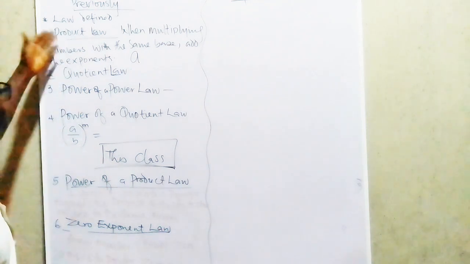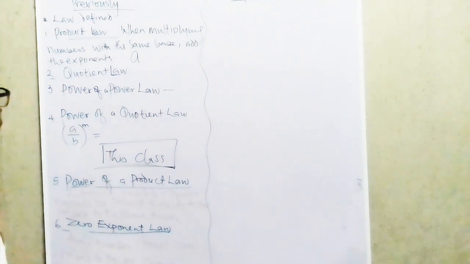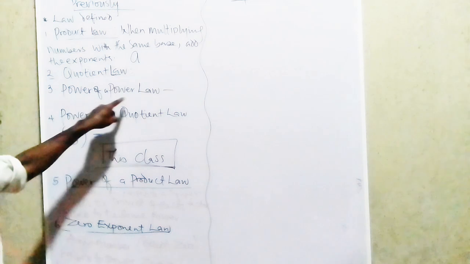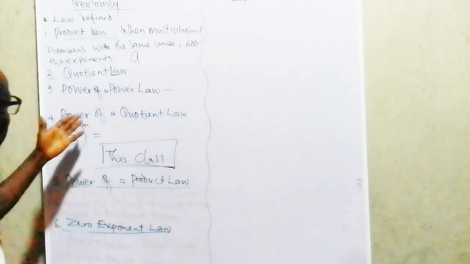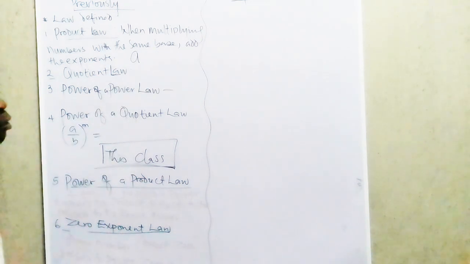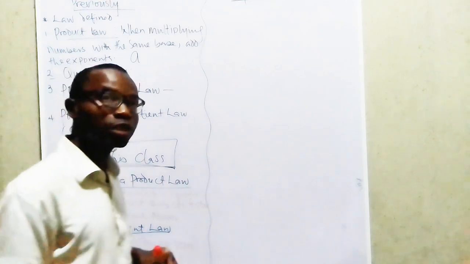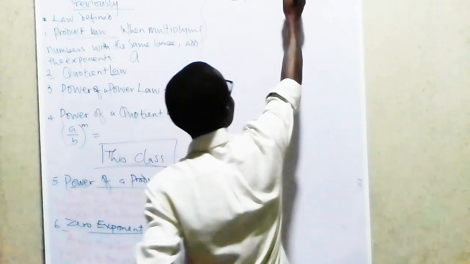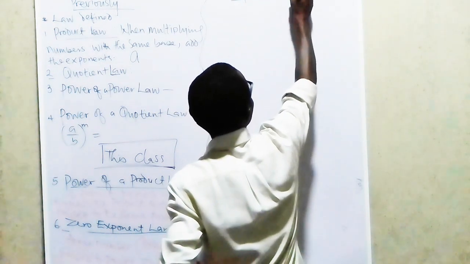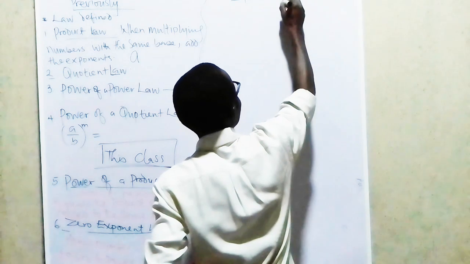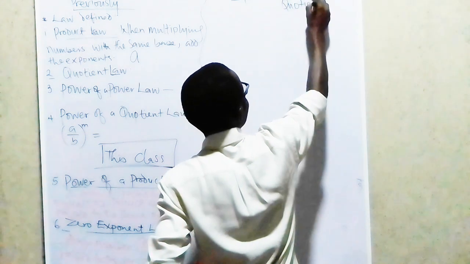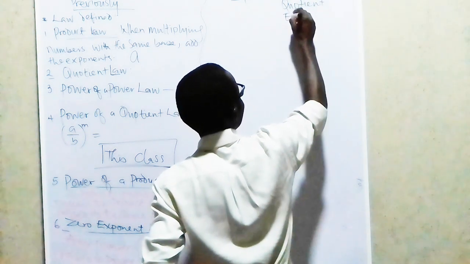Now, we've also considered last week some of the laws. We looked at the product law, the quotient law, the power of a power law, and then the power of a quotient law. But before we go in, let's look at some keywords. So keywords, we have product, and we have quotient, and we have exponent.